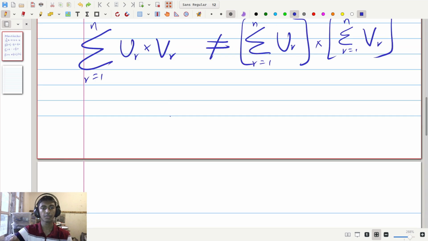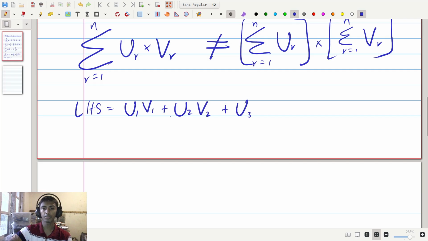If you consider the left hand side, the LHS is going to be the terms u of r times v of r from r equals 1 up to r equals n. Therefore, the terms that we have here are going to be u of 1 times v of 1 plus u of 2 times v of 2 plus u of 3 times v of 3 plus dot dot dot until the very last term, which is going to be u of n times v of n.